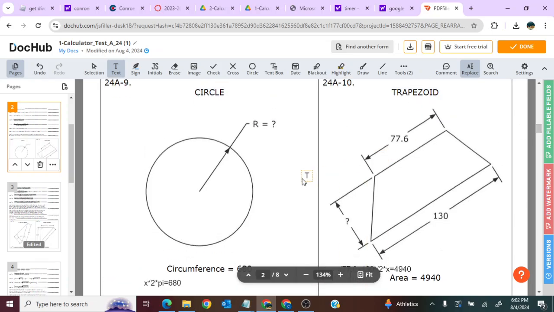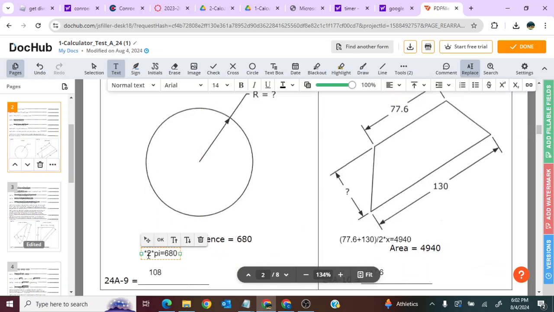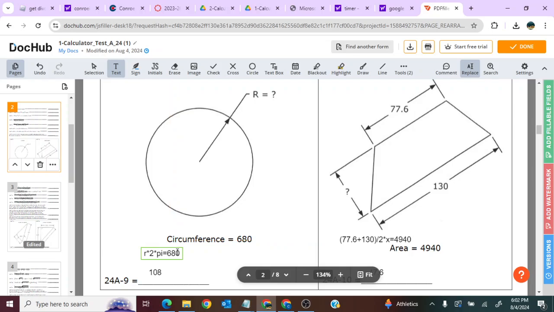Okay, circle and circumference. Circumference of a circle is equivalent to 2 pi r. So x, or I guess r in this case would make more sense, r times 2 times pi equals 680. Put that in EQ solver, or just divide that stuff by 680, and you get 108.